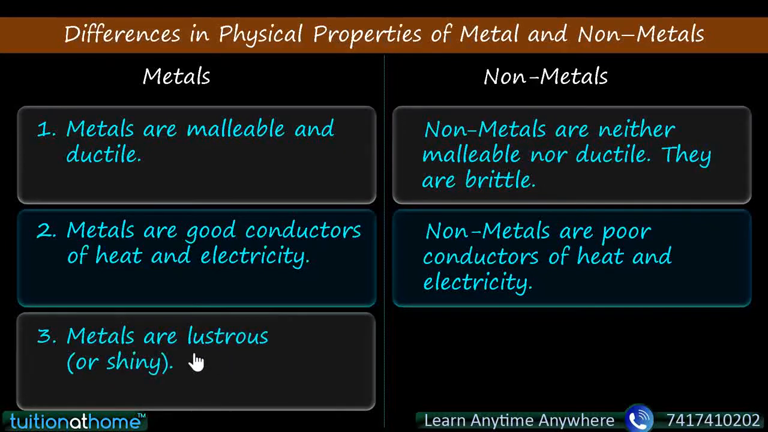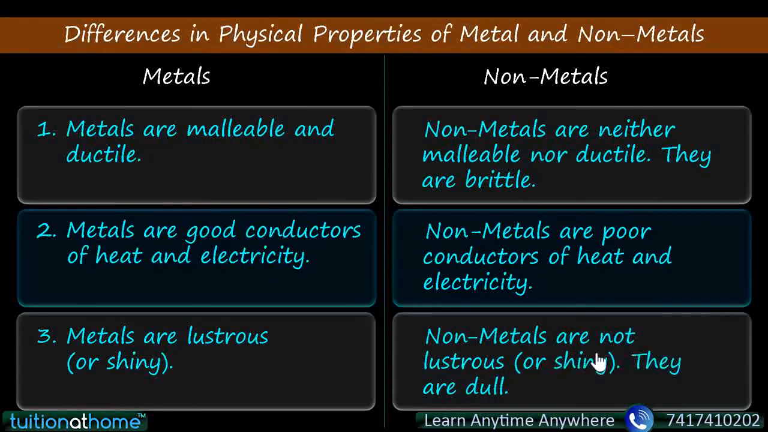Third difference is that metals are lustrous. Yes, they have a very beautiful shine on them. Whereas non-metals are not lustrous or shiny. They are usually dull. An exception can be graphite again, which has somewhat some shine on it. Similarly, iodine also has some shine on it. So these two can be exceptions to the luster property.